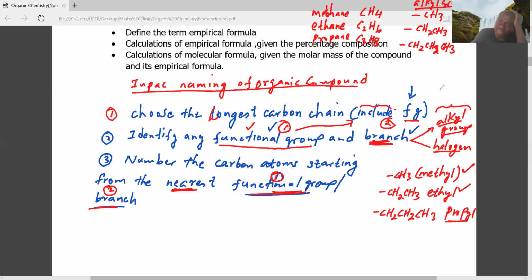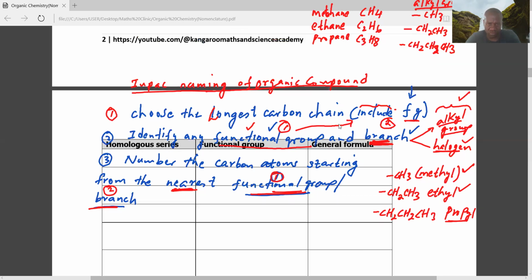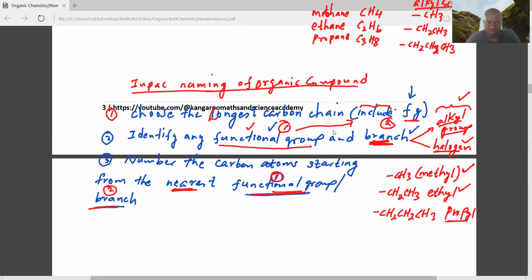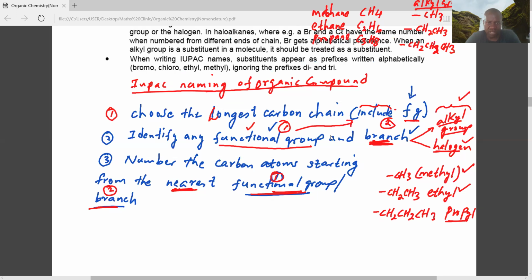Now, there are other things that I need to talk about when we're considering alkyl groups and halo-alkanes, especially when we are dealing with halogens in halo-alkanes. But there are some cases where you find that, okay, we'll talk about this. Let me not confuse you. I don't want to erase this. I want to talk about something first before we erase that.